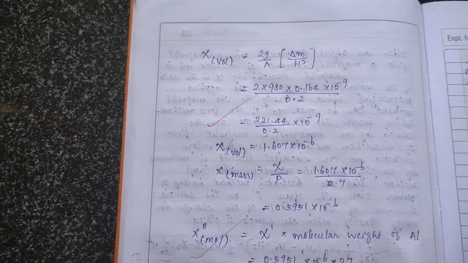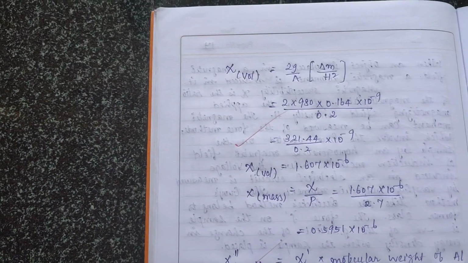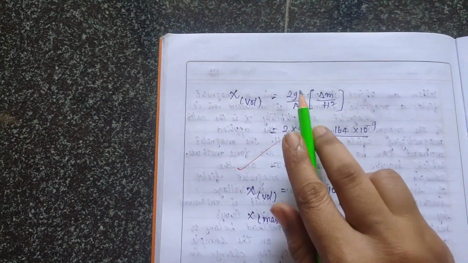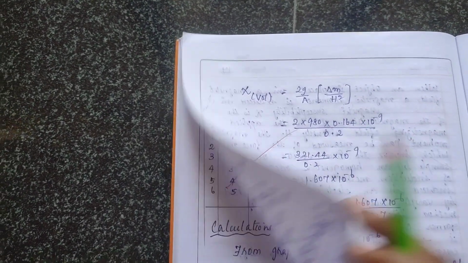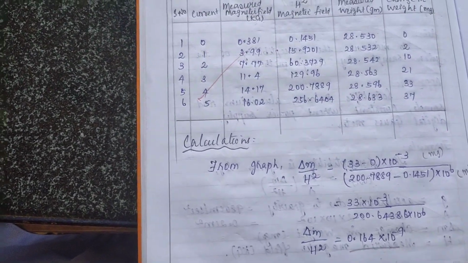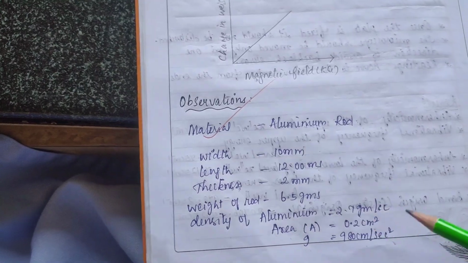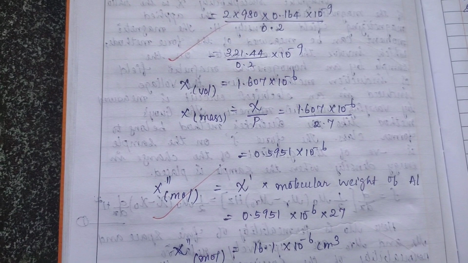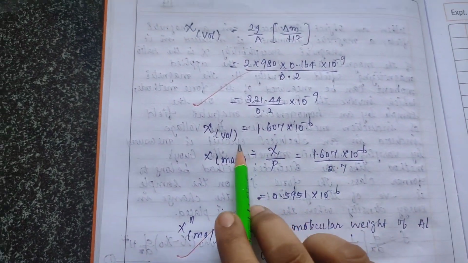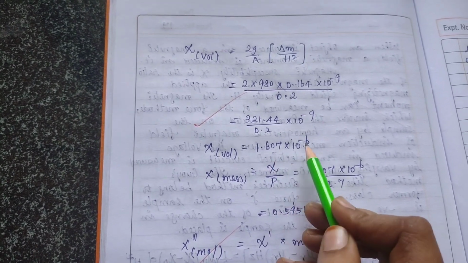Now we are substituting the del M by H square value in susceptibility formula. 2 into, we know that G is equal to 980, into del M by H square value. Now we got 0.164 into 10 to the power of minus 1. We will substitute that and we know that area value is 0.2. By calculating, we will get the susceptibility volume value is equal to 1.607 into 10 to the power of 7.